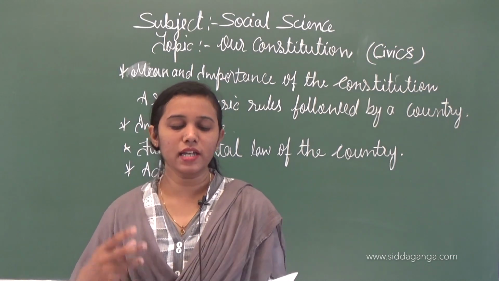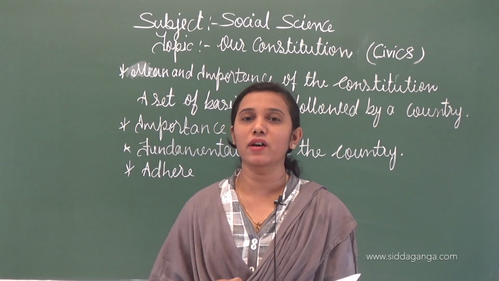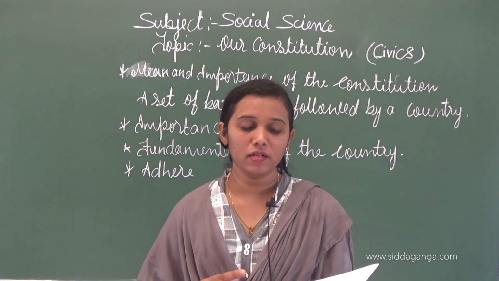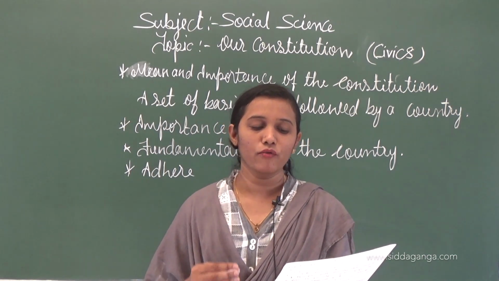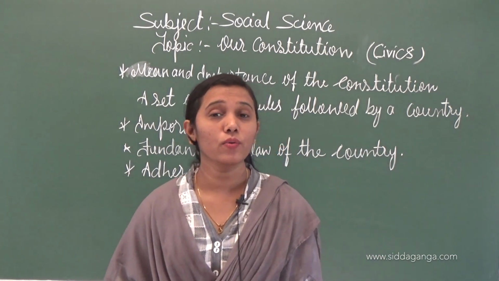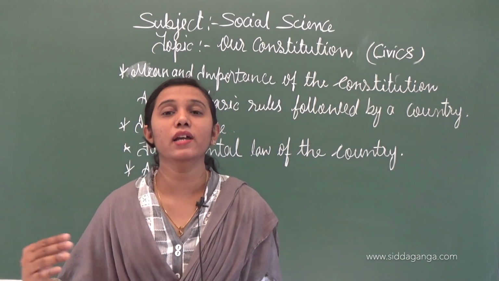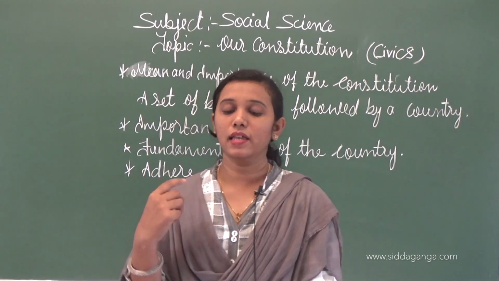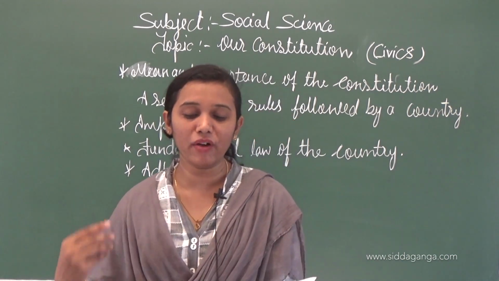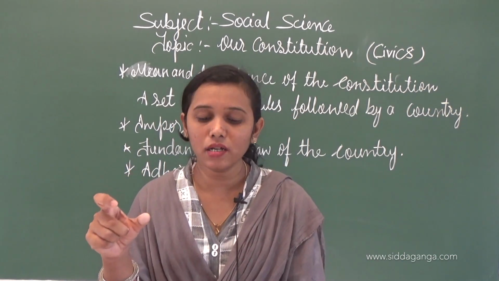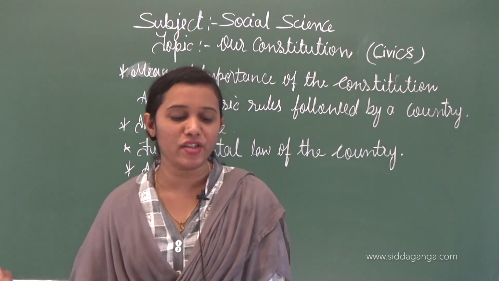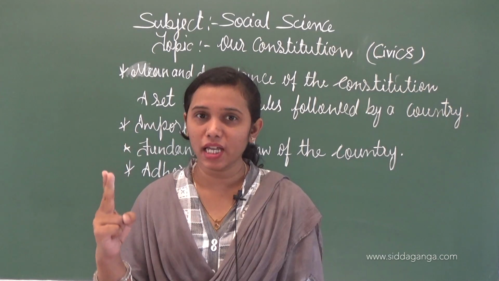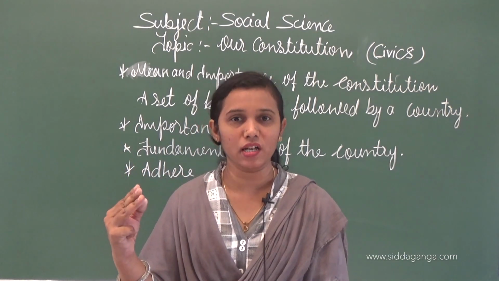See here, the doctrine of the separation of powers divides the institution of government into three branches. Understood? For example, legislative, executive and judicial. Once again, listen here, the doctrine of the separation of power divides the institution of government into three branches: legislative, executive and judicial.